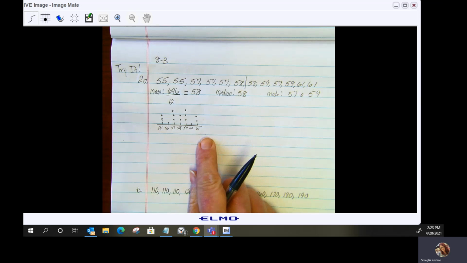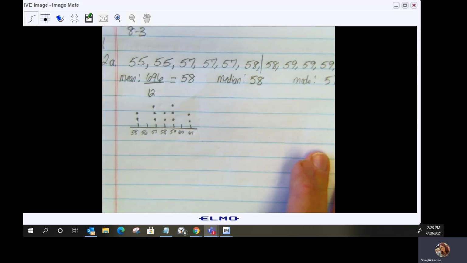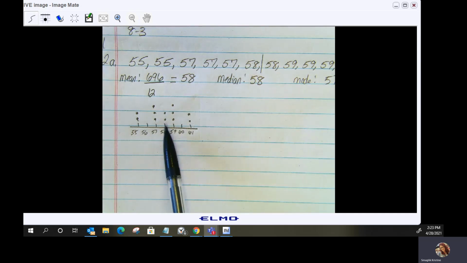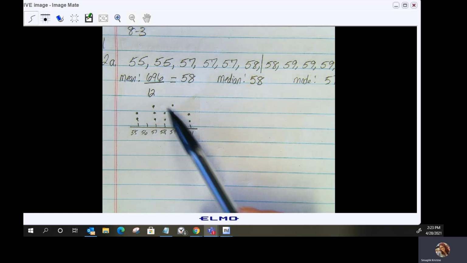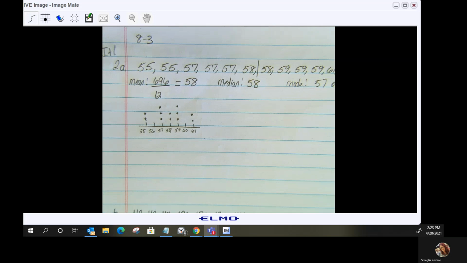Now take a look at that visually. Let me see if I can zoom in a little bit more. That is like a mirror image. And this one happens to be a perfect mirror image if you look at 58. If you look to the left and to the right, it's like a reflection. They don't always have to be this perfect, but you should see some form of symmetry.